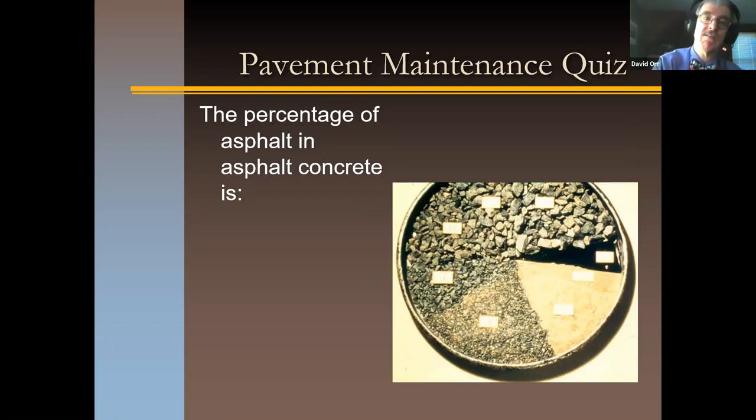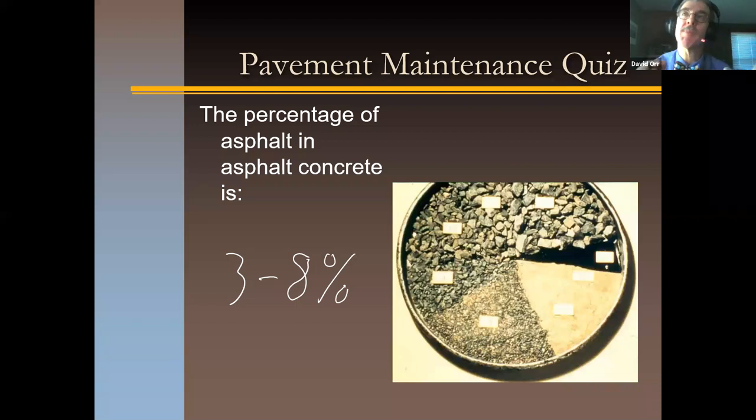The range is 3 to 8%, depending on the mix. Okay. There are some very specialized mixes with more. 3 would be an open graded in specific cases. But the point is, there's a range. Asphalt is a small percentage, and you don't drive on asphalt. You actually drive on rocks, aggregates, okay? Coarse aggregates and fine aggregates.